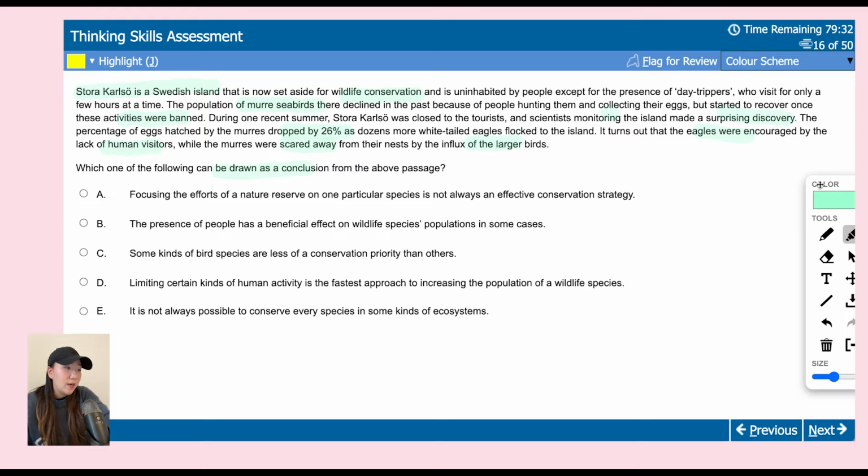So we now need to find which of these sentences that could mean is definitely true as a conclusion. So again, going to read through, and the answer is going to be B here. So the presence of people has a beneficial effect on wildlife species populations in some cases. It's quite clearly outlined here.